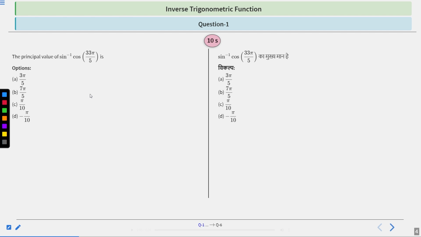First we will try to convert this into sine inverse sine of something, and after that, sine inverse sine of x is equal to x when x is between minus pi by 2 to pi by 2, right? We will apply that concept. So x should be between minus pi by 2 to pi by 2. In this way, you can try to approach this question. You have 10 seconds to solve or think about this question. After 10 seconds, we will discuss the solution.